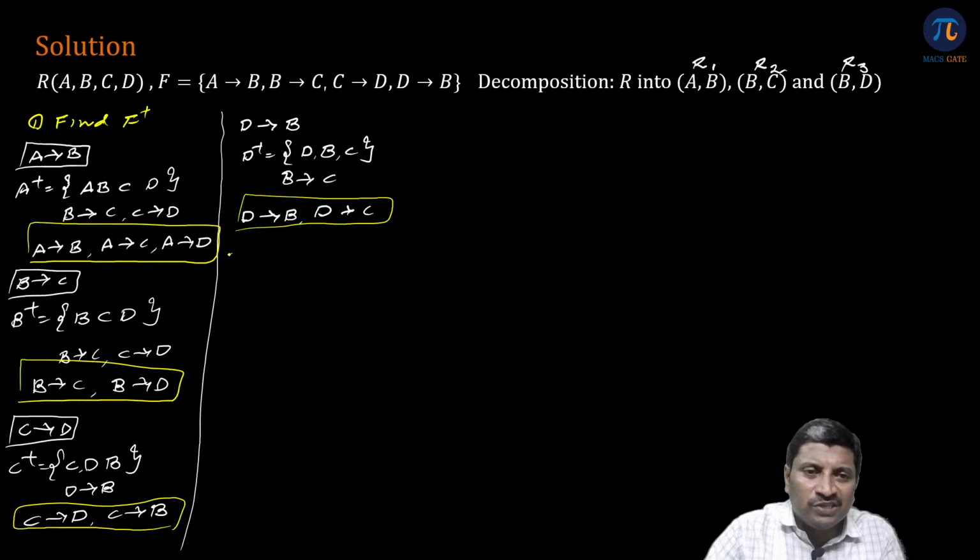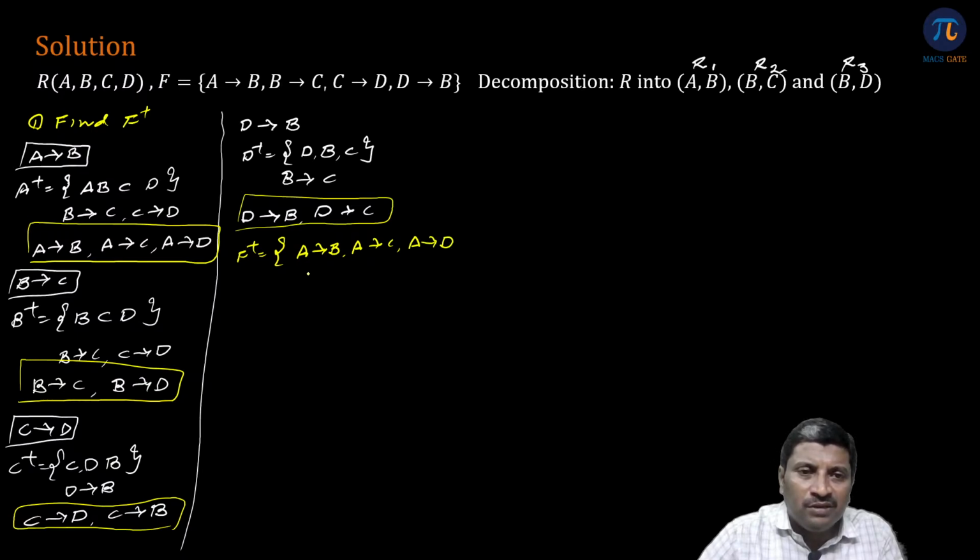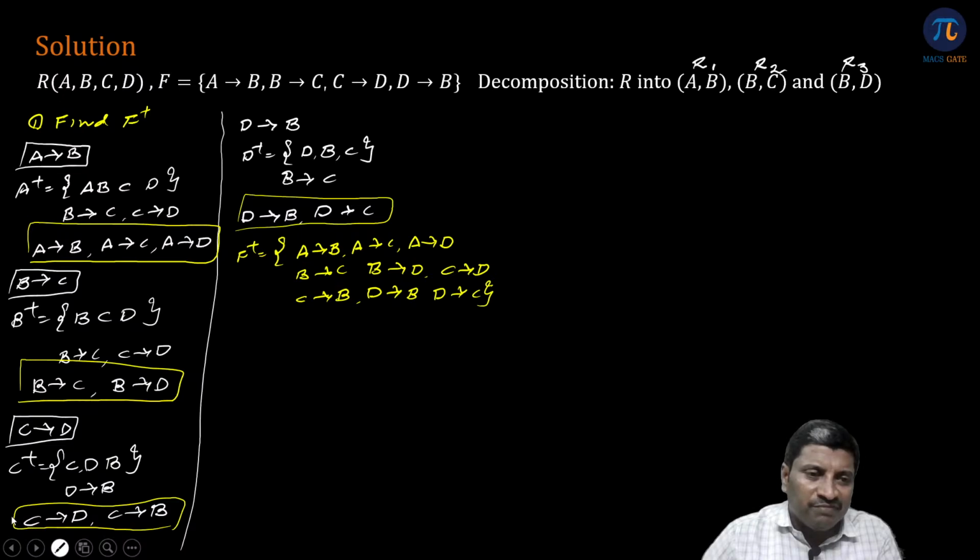So what is the second step? Okay, first let me conclude the first step. That is the closure. In closure, we need to write all the valid FDs. A implies B, A implies C, A implies D. Then B implies C, B implies D. C implies D also, C implies B also, D implies B, D implies C. So we completed the first step.